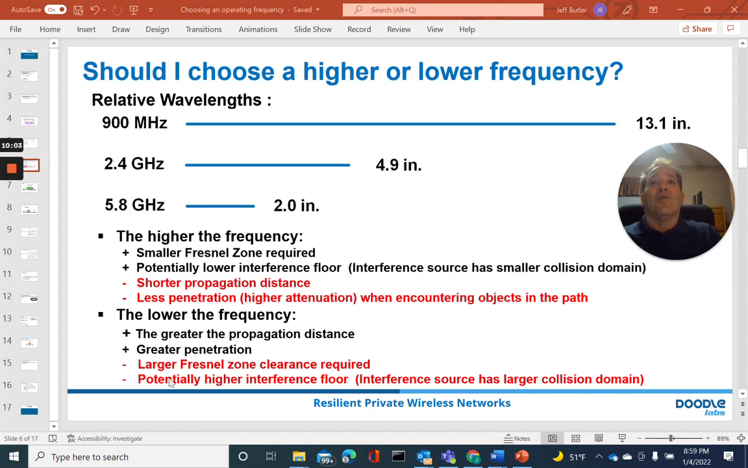The negatives are that larger Fresnel zone clearance is required, a bigger Fresnel zone at a lower frequency, and also you have a larger potential interference floor, because your interference sources, the other transmitters out there in your territory, have a higher probability of reaching you because their collision domains are larger, since at lower frequencies they propagate further. So the interference propagates better. You propagate well, but so does the interference around you. That's why you'll have to take this into account as you look at your particular area of coverage.